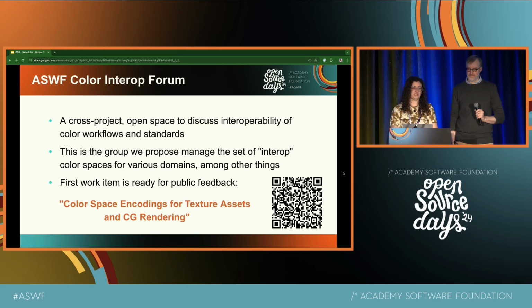This QR code will take you to the draft first version of the white paper for that project, which, as of this moment, is open for feedback. It's in a draft state. We really need the community's feedback on this white paper. We want to make sure that this list of standardized color spaces suits everybody's needs, and everybody has a chance to weigh in and make their opinions heard.